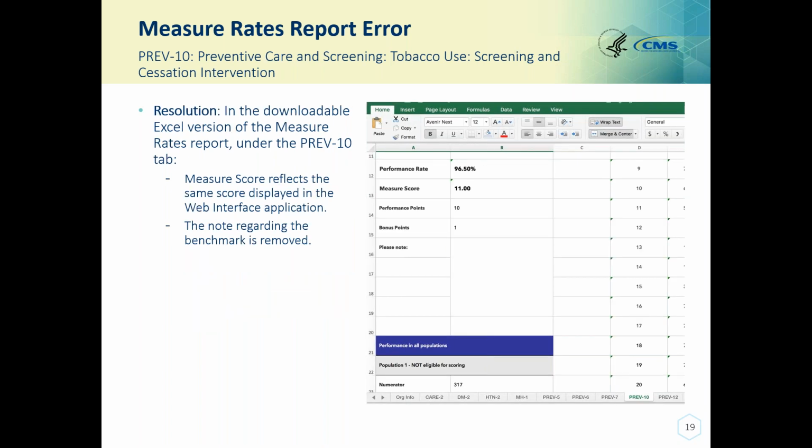This issue is now fixed. If you look in the downloadable Excel version of the measure rates report under the Prev 10 tab, measure score now reflects the same score displayed in the CMS Web Interface application, and the note regarding the benchmark is removed. Next slide, please.